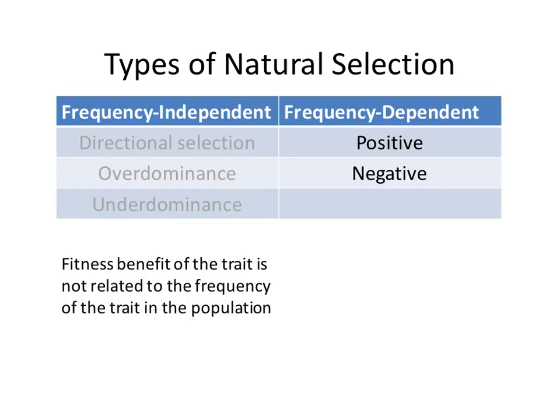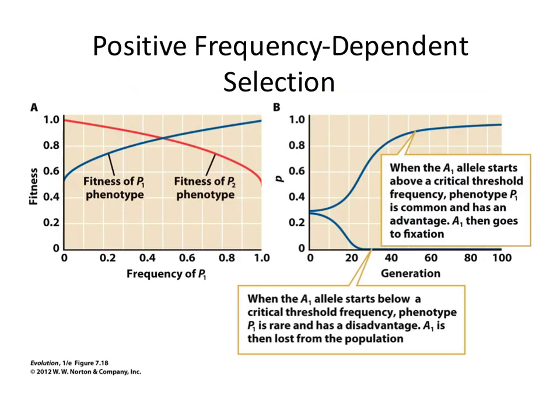So when is it good to have the common trait? When is it bad to be an outlier? When is it bad to be rare?